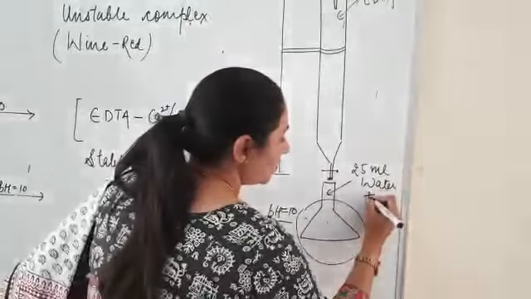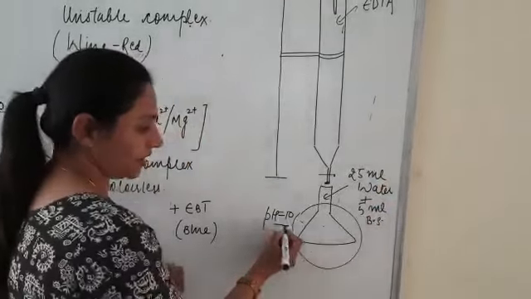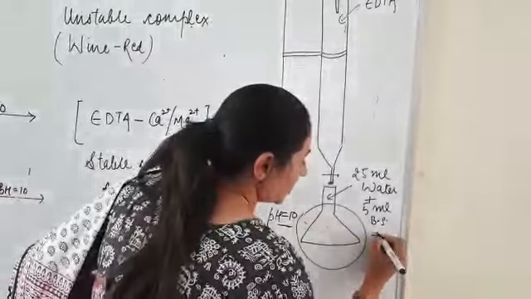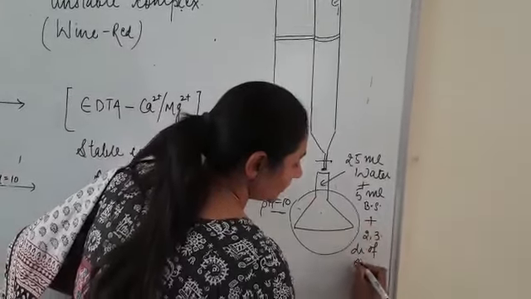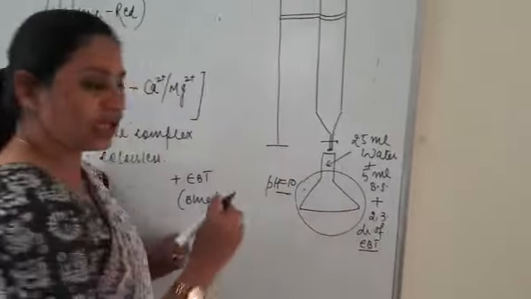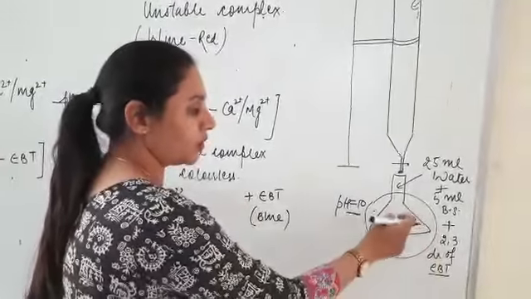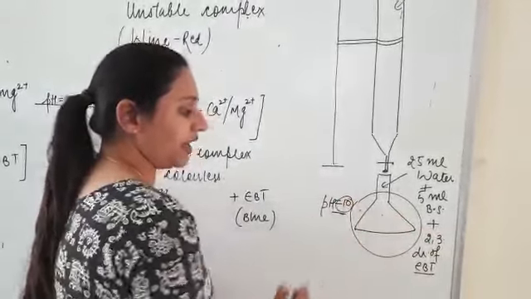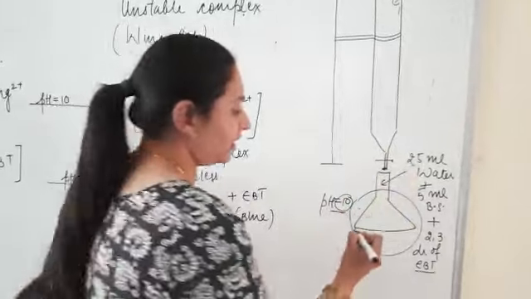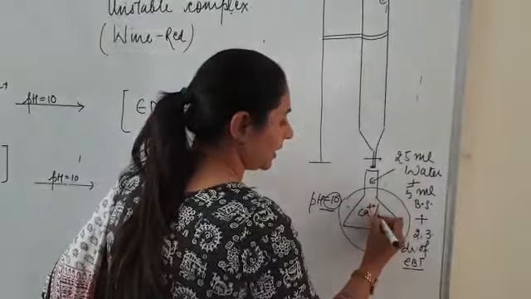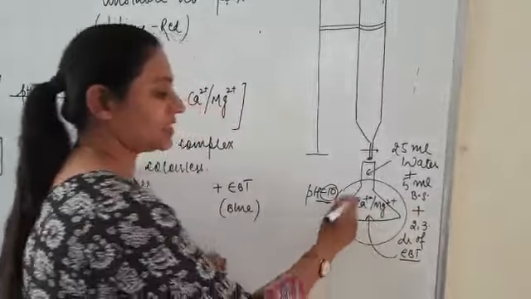To this water we add 5 ml buffer solution so as to get a pH of 10. And to this solution we add 2 to 3 drops of EBT. It is the indicator, eriochrome black T. As soon as we add indicator to the water solution at pH 10, what will happen? This water sample, since it is a hard water sample, will contain calcium and magnesium cations. So this EBT will form a complex with these cations.